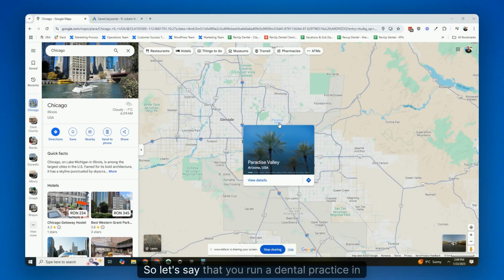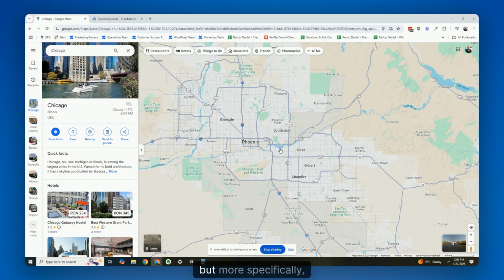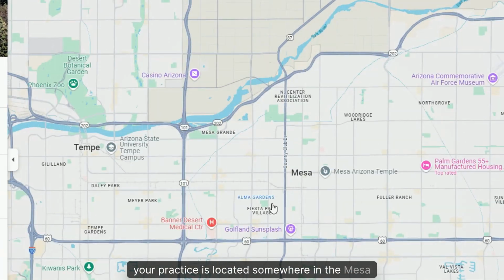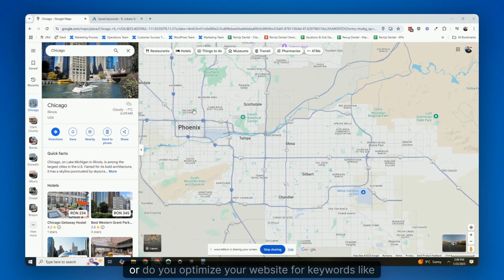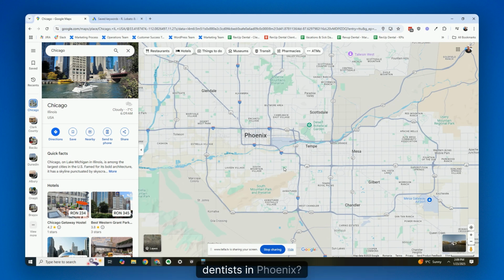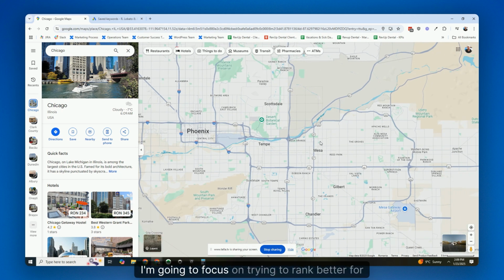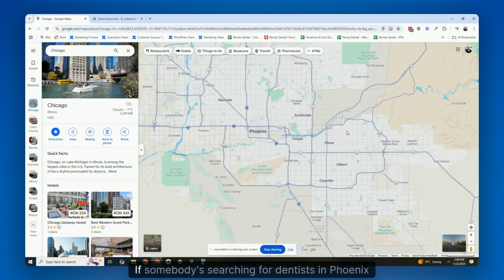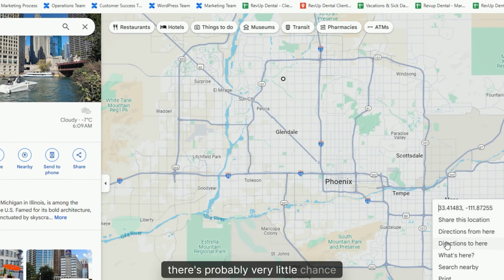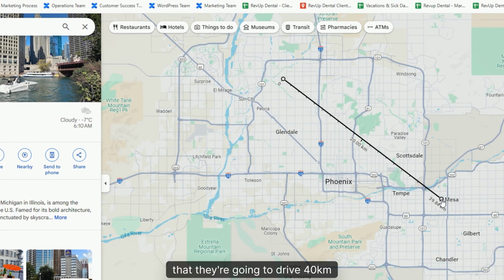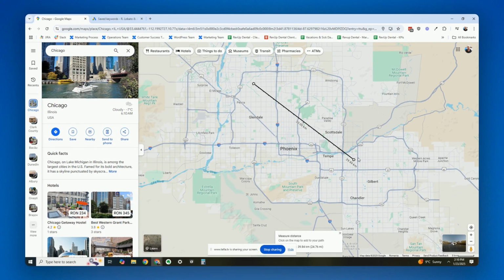So let's say that you run a dental practice in Phoenix, but more specifically, your practice is located somewhere in the Mesa area. Do you optimize your website for keywords like dentist in Mesa, or for keywords like dentist in Phoenix? A lot of you may think, well, of course, if I'm in Mesa, I'm going to focus on ranking better for dentist in Mesa, because people searching for that are obviously in my area. They're much more likely to do business with me. If somebody's searching for dentists in Phoenix, there's probably very little chance that they're going to drive 40 kilometers to get to my practice, right?